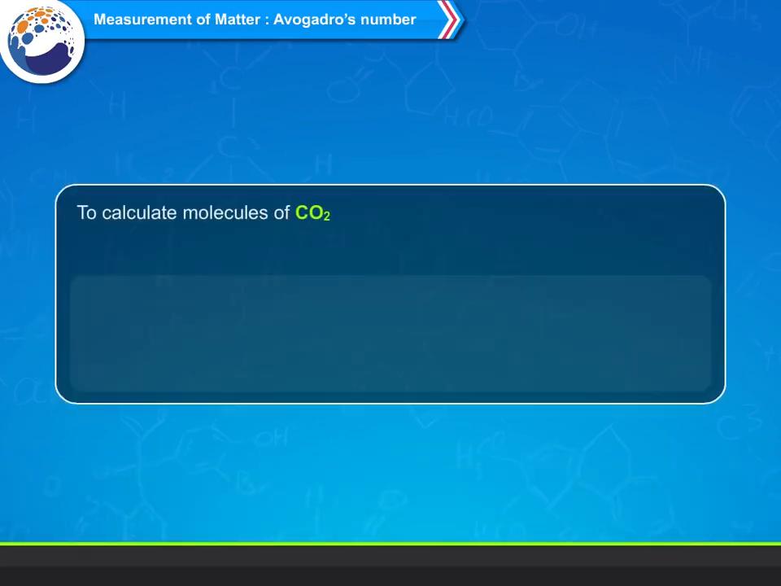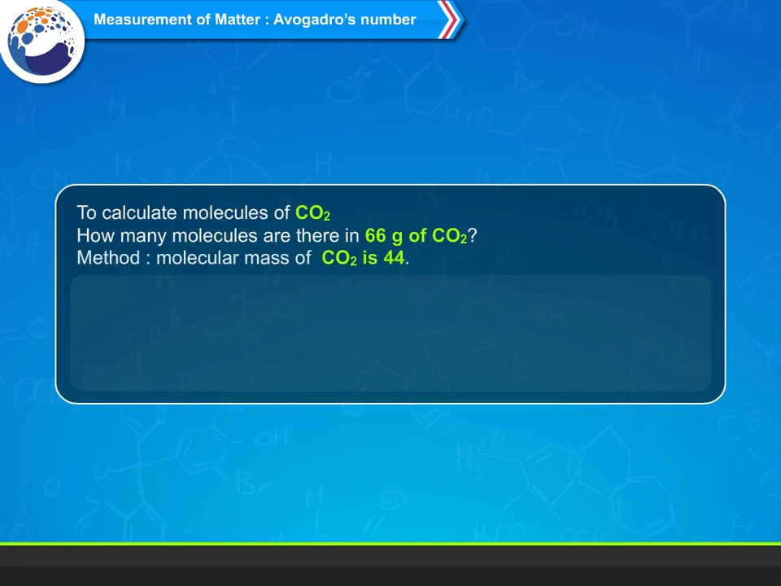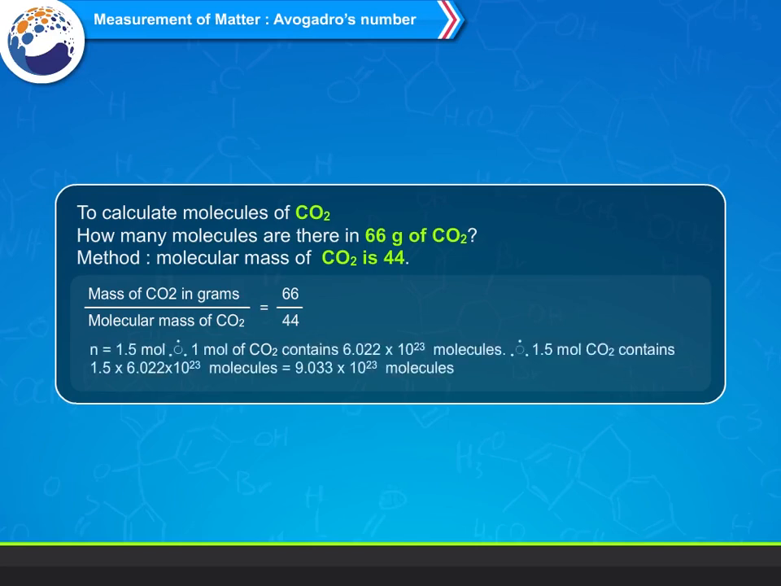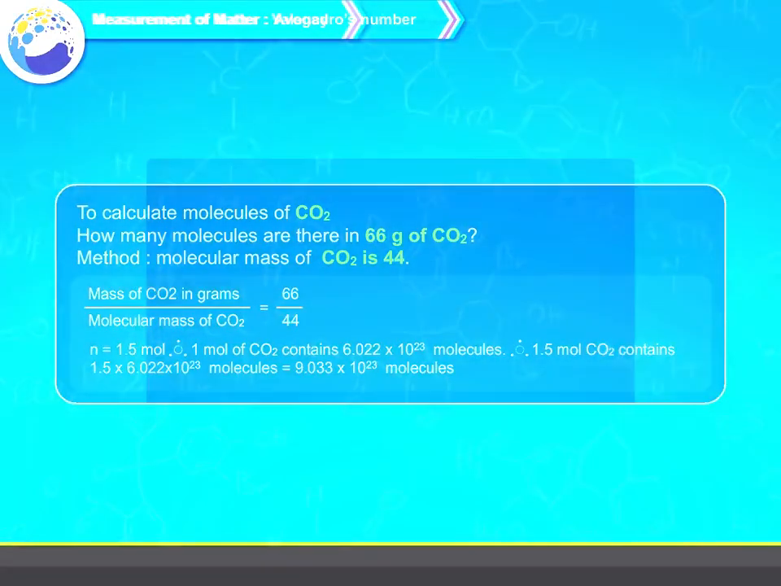To calculate molecules of CO2: how many molecules are there in 66 gram of CO2? Method: molecular mass of CO2 is 44. n is equal to mass of CO2 in grams, 66, divided by molecular mass of CO2, 44. n is equal to 1.5 mole. 1 mole of CO2 contains 6.022 multiplied by 10 raised to the power 23 molecules. 1.5 mole CO2 contains 1.5 multiplied by 6.022 multiplied by 10 raised to the power 23 molecules, which is equal to 9.033 multiplied by 10 raised to the power 23 molecules.